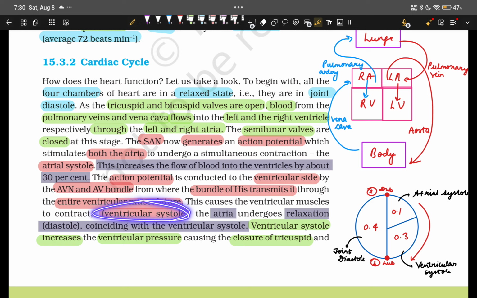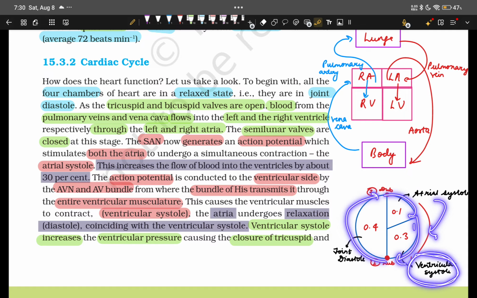And this causes what? This action potential causes ventricular systole. Now the atria are relaxing, and that relaxation, atrial diastole, is coinciding with the ventricular systole. So first of all, joint diastole took place, then we have atrial systole, and then we have ventricular systole, and there we also have atrial diastole taking place. This whole thing is happening together with atrial diastole.